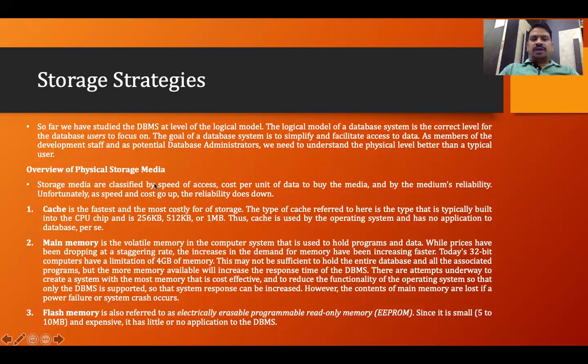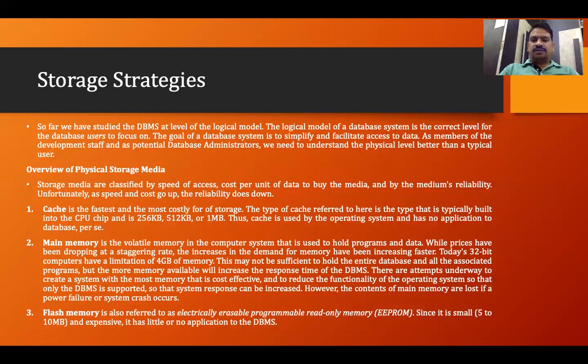Storage media are classified by speed of access, cost per unit of data to buy the media, and by the medium's reliability. Unfortunately, as the speed and cost go up, the reliability goes down. Okay, so what is the meaning of that? We have different types of storage memory available. Now, which particular storage will we pick as the database storage?